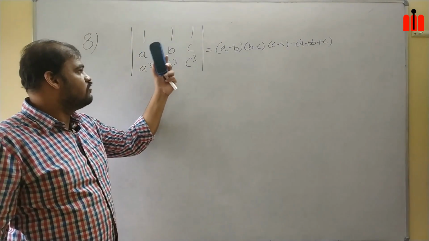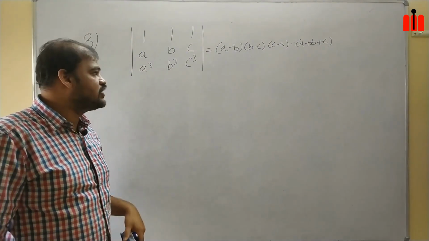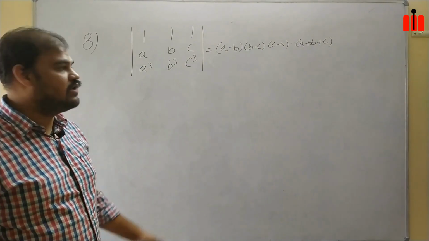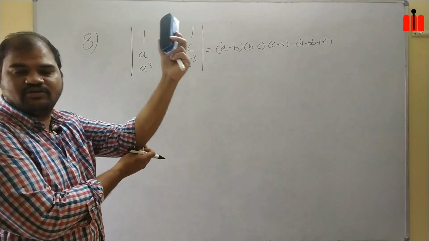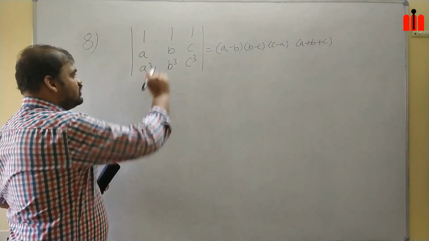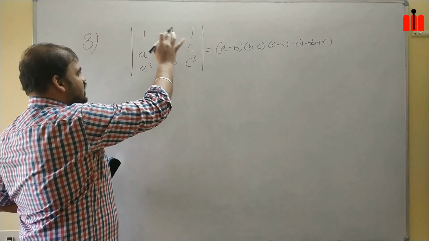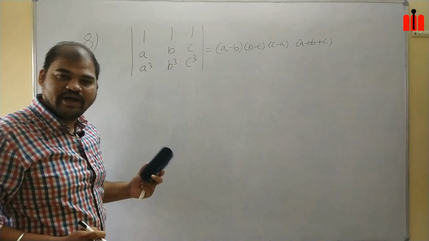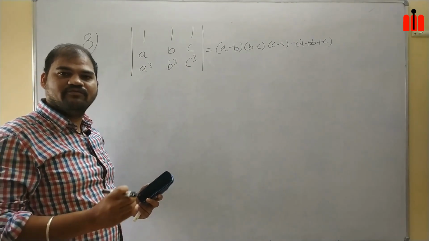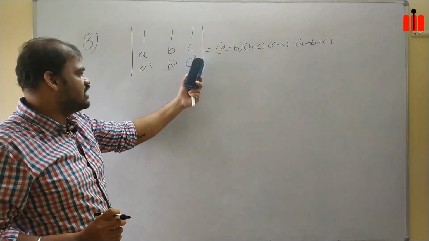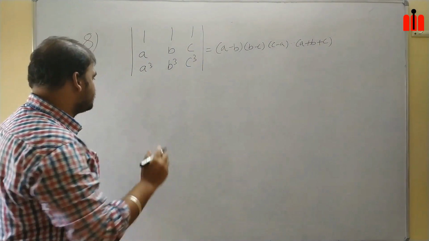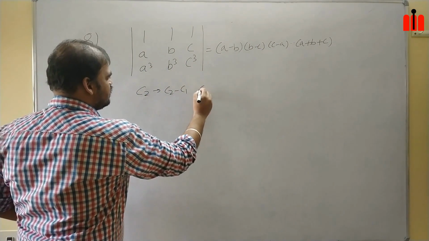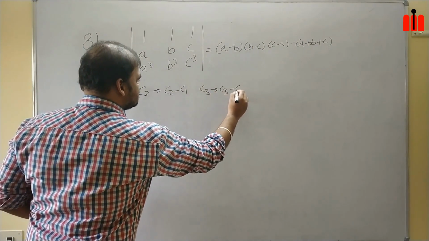Problem number 8 is the determinant 1, 1, 1, a, b, c, a cube, b cube, c cube, equal to a minus b, b minus c, c minus a, times a plus b plus c. We have to prove that this LHS equal to RHS. Okay, let's do that. First, I will subtract column 1 from column 2, because here it will become b minus a, and here it will become b cube minus a cube. And once I expand b cube minus a cube, I will get b minus a common from that. Similarly, c minus a I will get common from here if I subtract c1 from c3. So C2 is C2 minus C1 and C3 is C3 minus C1.